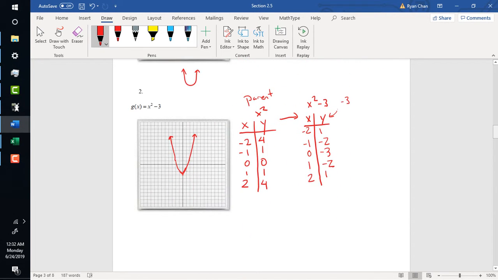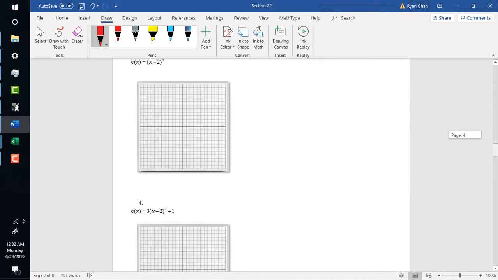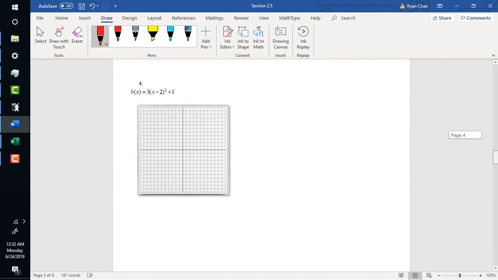Now I want to show you what would happen if I have multiple transformations. So let's look at, for example, number 4. It's going to be the following: I have 3x minus 2 squared plus 1. So now here's the thing. I have 3 transformations. I have this 3, I have this -2, and this +1.